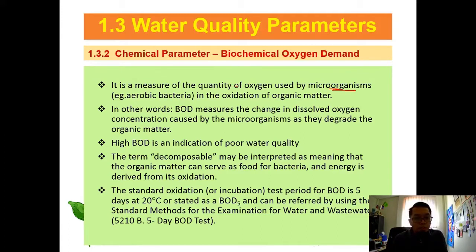microorganism uses the oxygen for oxidation of the organic matter. So here they have three components. So the first is microorganisms that use the oxygen to oxidize the organic matters. Okay, in other words, we measure the change of the DO, dissolved oxygen concentration in the water, because the microorganisms degrade the organic matter.